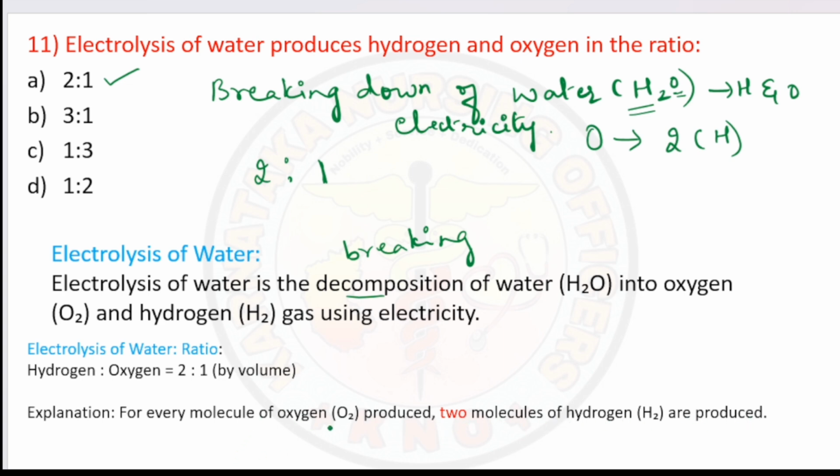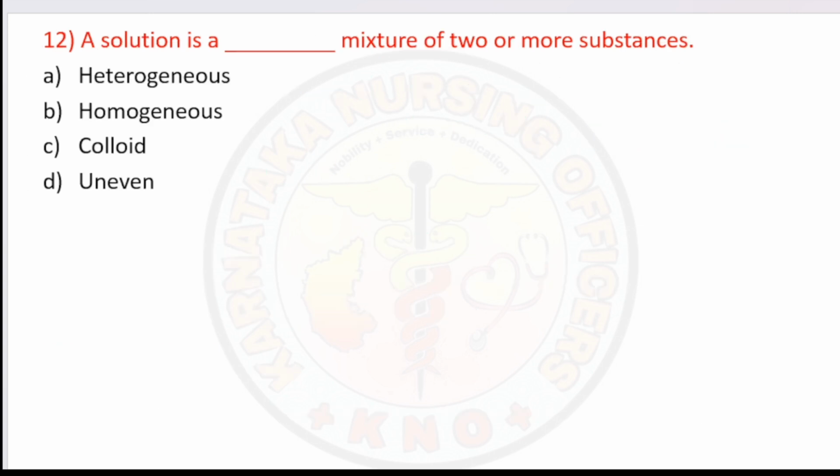For every molecule of oxygen, 2 molecules of hydrogen are produced. So option A is the correct answer. That is 2:1. So next question. A solution is a dash mixture of 2 or more substances. So here options are given as heterogeneous, homogeneous, colloid and uneven. So the correct answer is homogeneous.